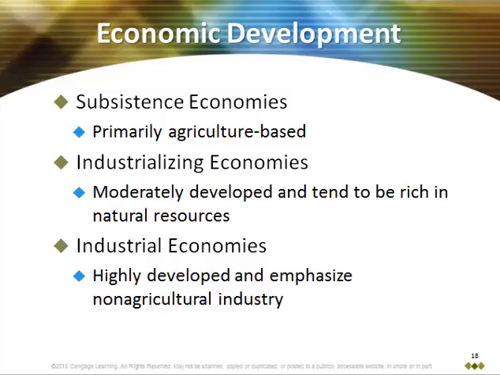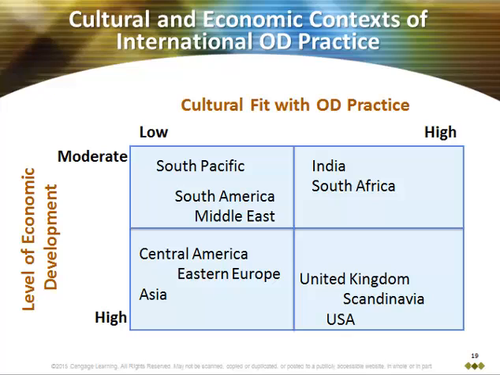Economic development, some of the things that contribute to the effectiveness of an intervention. So these are different types of economies, if you will: subsistence, the types of industries that provide agriculturally based products. And there's industrializing economies, there's industrial economies. Here's a graph you can take a look at, the cultural fit with OD depending on the level of economic development in different parts of the world.